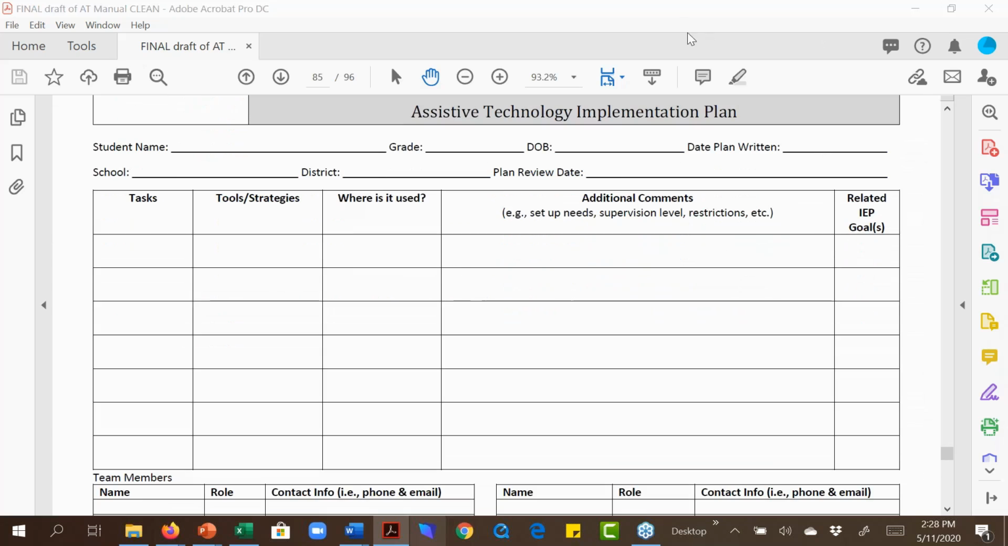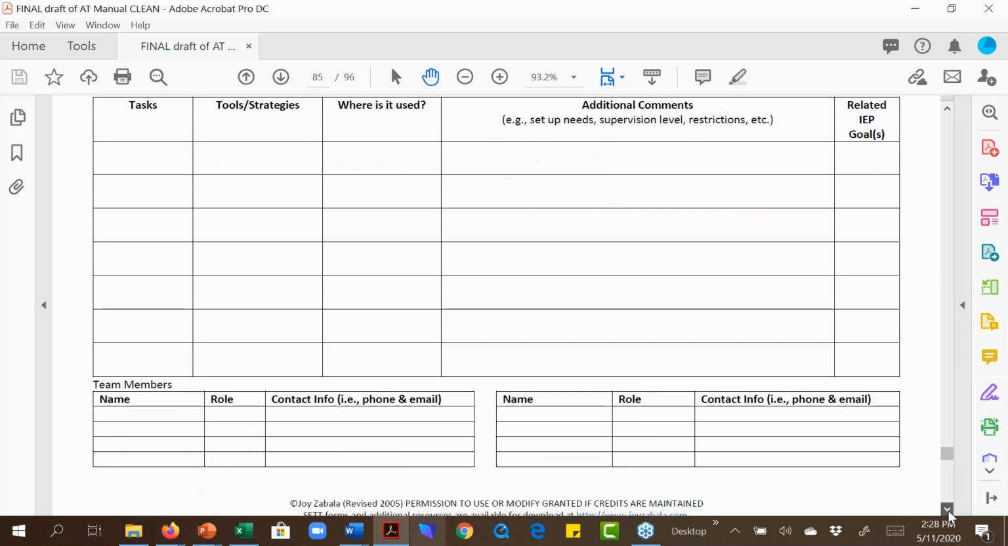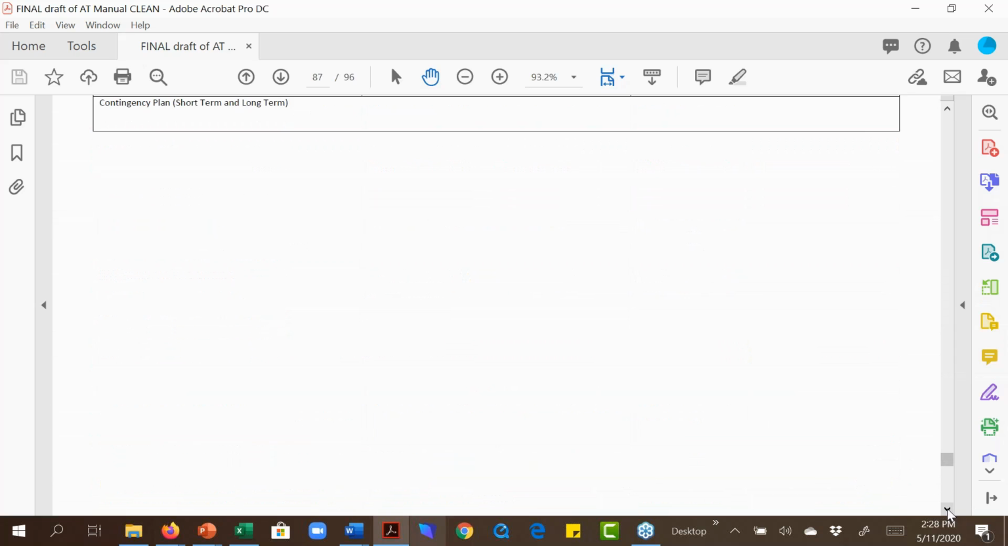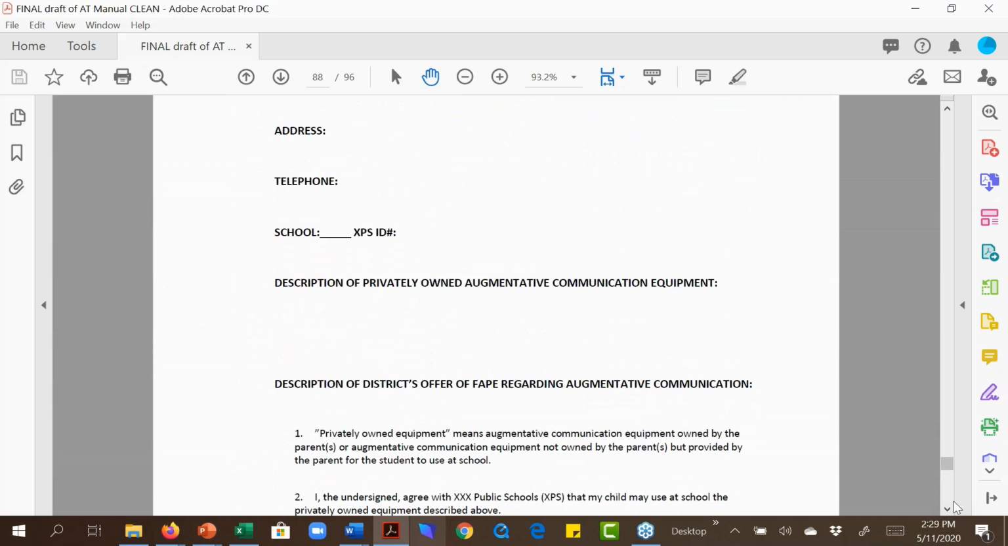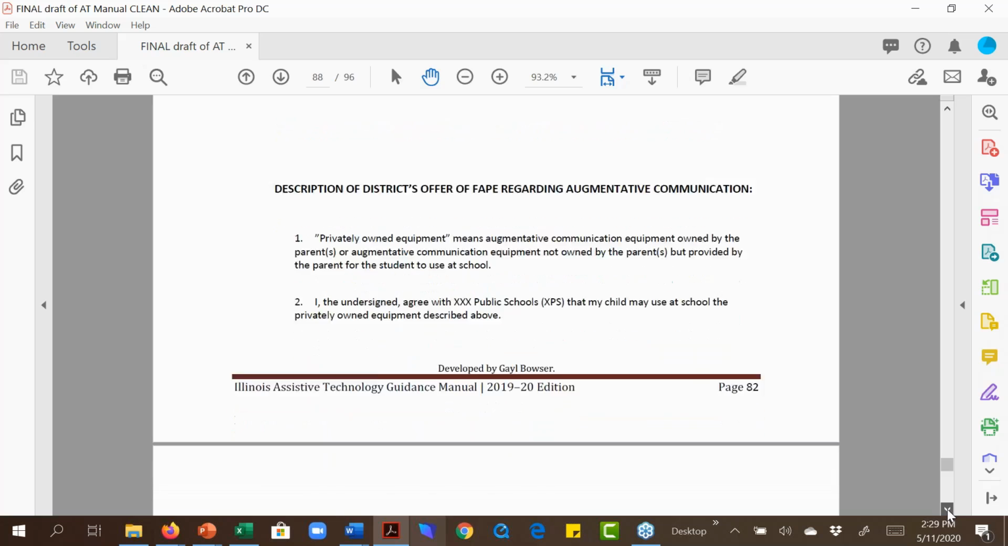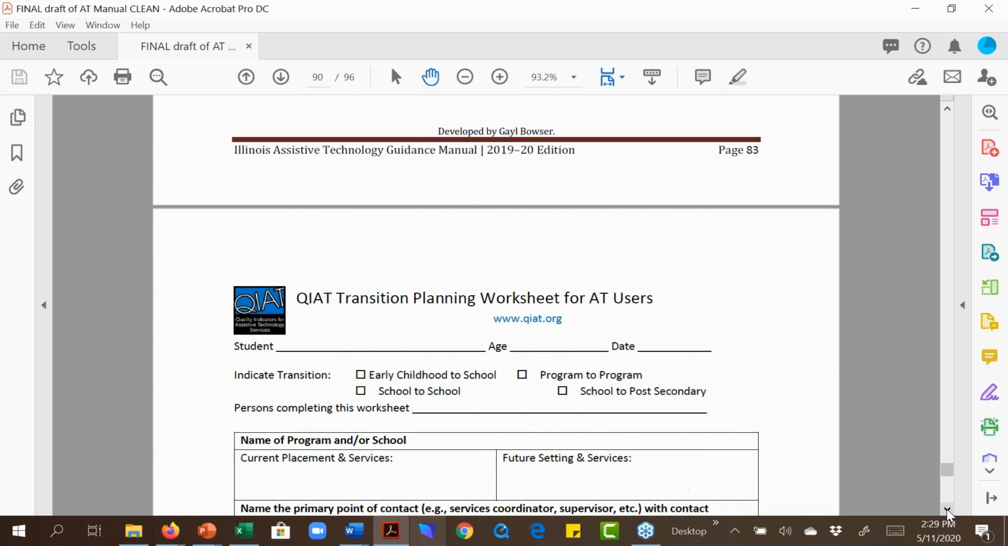Here's the assistive technology implementation planning form, which is a tool that can be used by teams after they've determined the student's need for assistive technology. Then the sample agreement letter. This was actually developed by a school district attorney, but if you're going to use a form like this, I really suggest that you get your district attorney to take a look at it and make sure it says what you want it to say and that it is legal. And then finally, the QIAT Transition Planning Worksheet for assistive technology users, which can also be found on the QIAT website as a Word document.